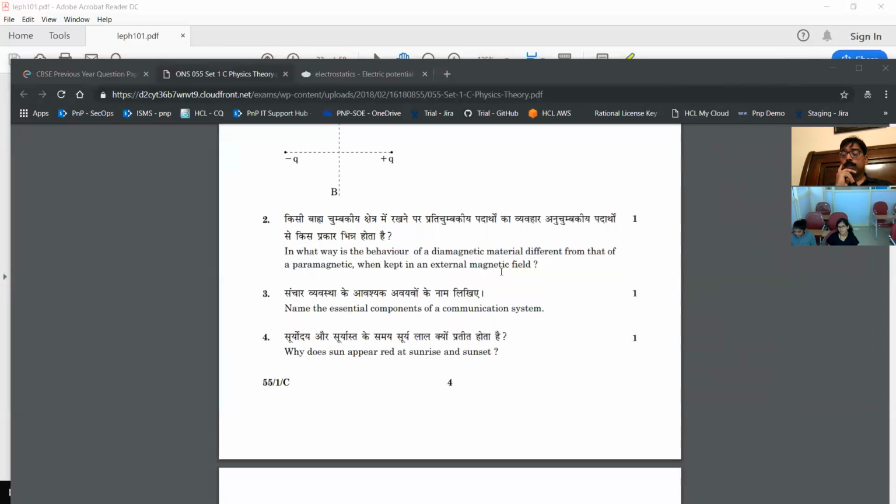Kept in an external magnetic field. External means what, sir? External magnetic field, like an external magnet. If you have a magnet, and near that you put a nail, then the nail is made up of iron, and iron is ferromagnetic. Or in this case, it may be paramagnetic. But if you put a small piece of wood, that is diamagnetic. That will not get attracted to the magnet. It will not change its position even if the largest magnet is present. So that is the difference.